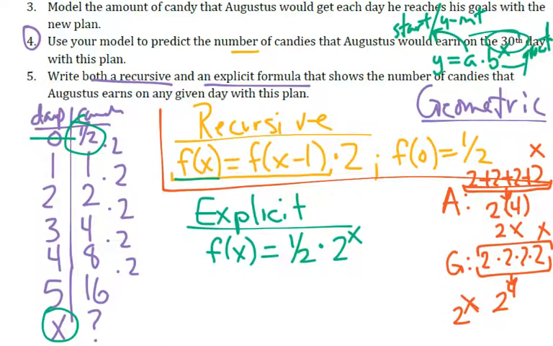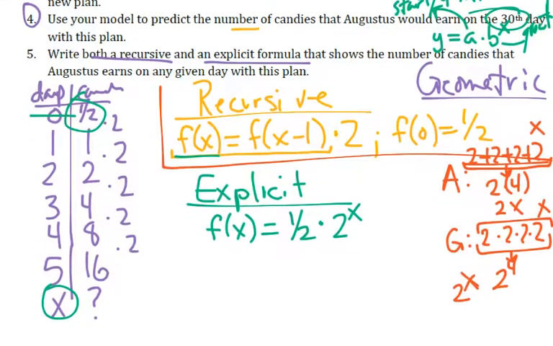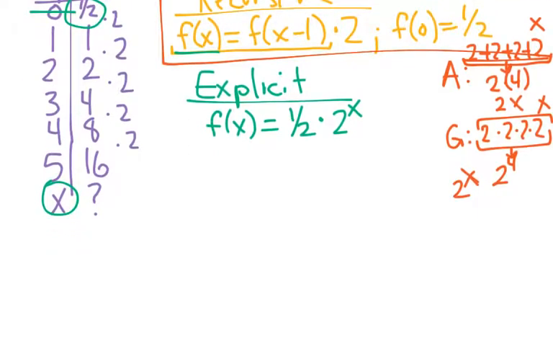Okay, so now all we have to do is answer number 4, so that was the answer to number 5, those two formulas. So to answer number 4, we just find that 30th day. So I go f of 30, because we want the 30th day for the input, equals 1/2 times 2 to the 30th. Okay, well what is 2 to the 30th?